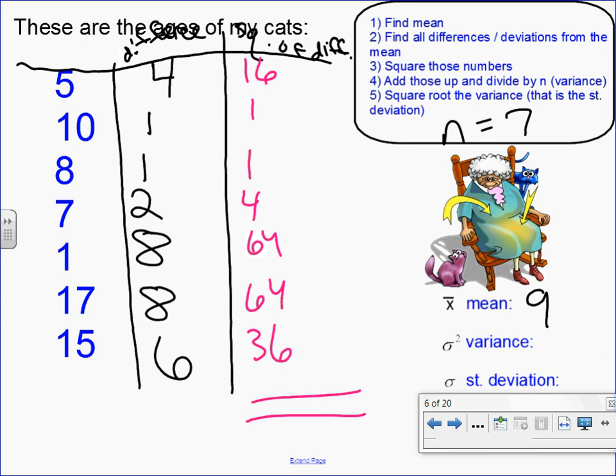16 plus 1 plus 1 plus 4 plus 64 plus 64 plus 36. Click enter. That gave me a sum of 186 that I would want to go ahead and divide by 7. I have 7 cats. So it's 26.57. That's our variance. When you square root that number, you'll get your standard deviation of 5.15.